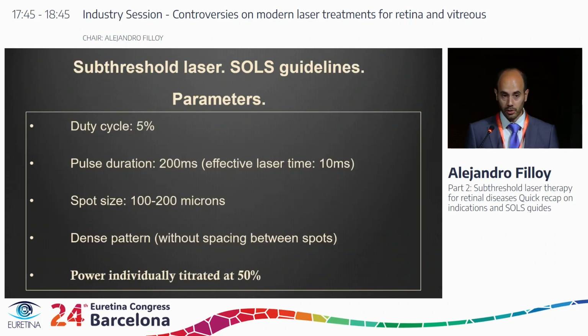So we agreed on a duty cycle of 5%. This is pretty much universalized, with no discussion about it, and a pulse duration of 200 milliseconds, which, taking into account this duty cycle of 5%, means that the effective laser time is 10 milliseconds, spread evenly along these 200 milliseconds. Spot size between 100 and 200 microns. Dense pattern, which means spots right next to each other, leaving no blank spaces, so we recruit as many RPE cells as possible to work for us.